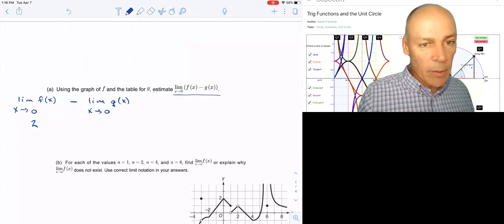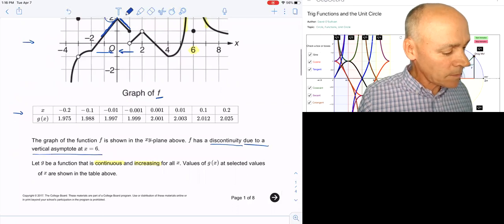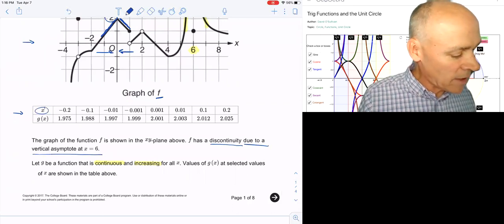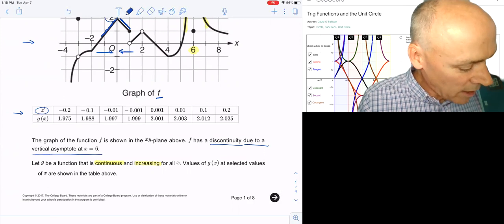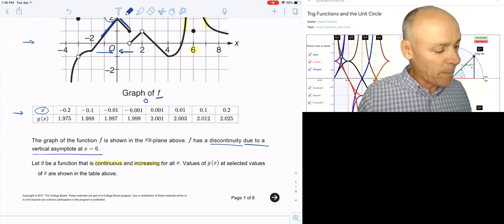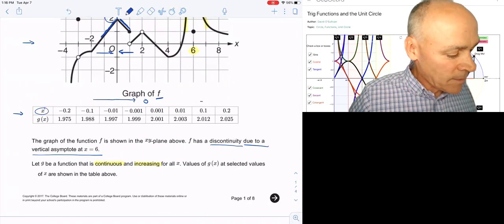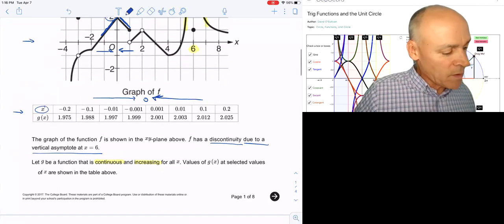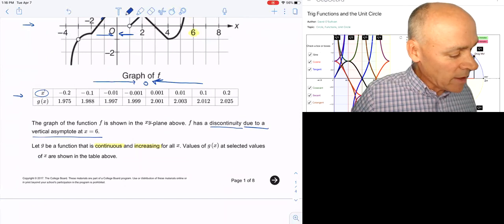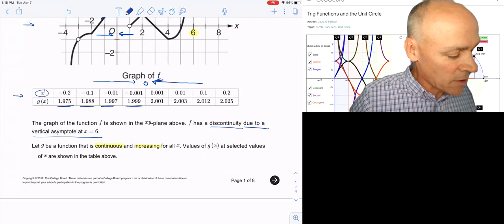Now I'm going to evaluate the limit of g of x as x approaches 0. So I'm going to go to the table. And again, I'm interested in the x values. And I would see an x value of 0 right there in the table. My table is set up so that I'm approaching 0 from the left and 0 from the right. So I'm looking at these g of x, the y values, and as I approach 0 from the left in the table, they are getting closer and closer to, it looks like, 2.